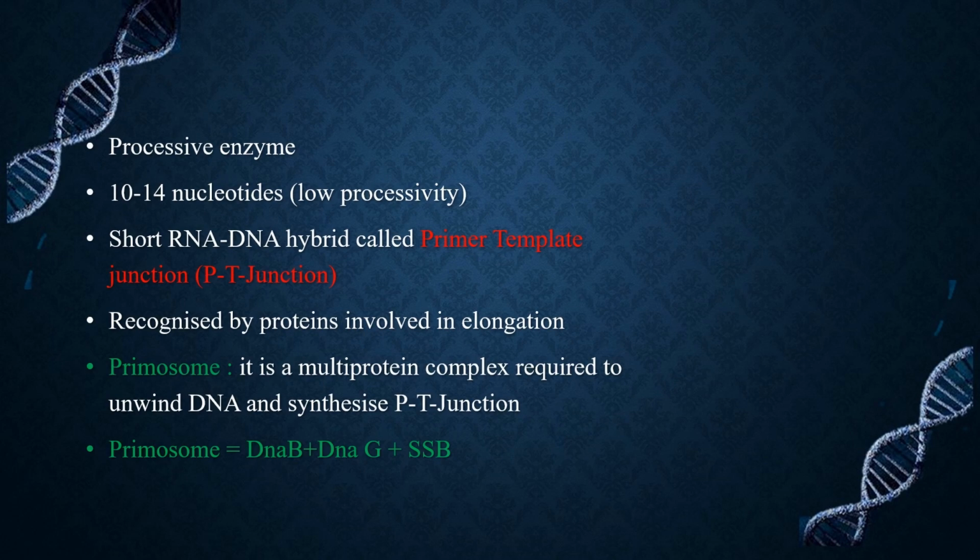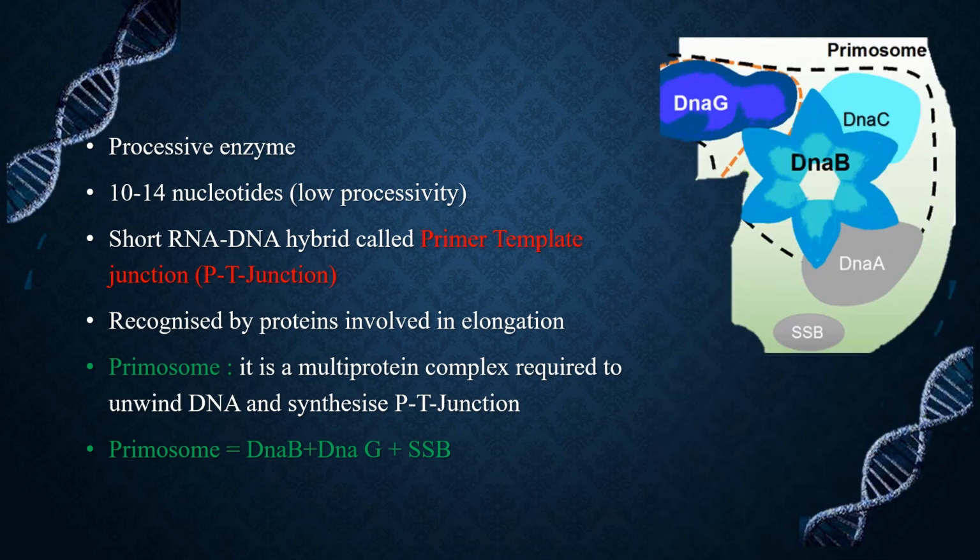So, DnaG is not a processive enzyme. Processive enzymes have the capacity to add multiple nucleotides upon a single binding to the substrate. DnaG's processivity is very low. About 10 to 40 nucleotides can be added, that is their usual processivity. DnaG creates a short RNA DNA hybrid that is called primer template junction, that is PT junction. It is the PT junction that is recognized by proteins involved in elongation.